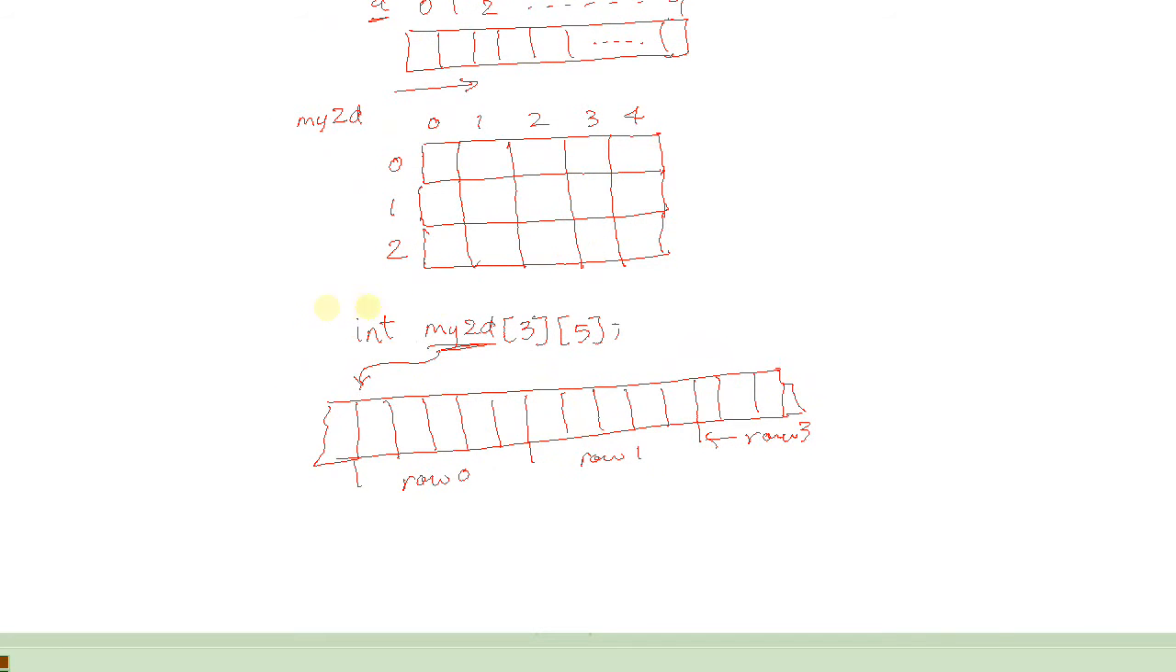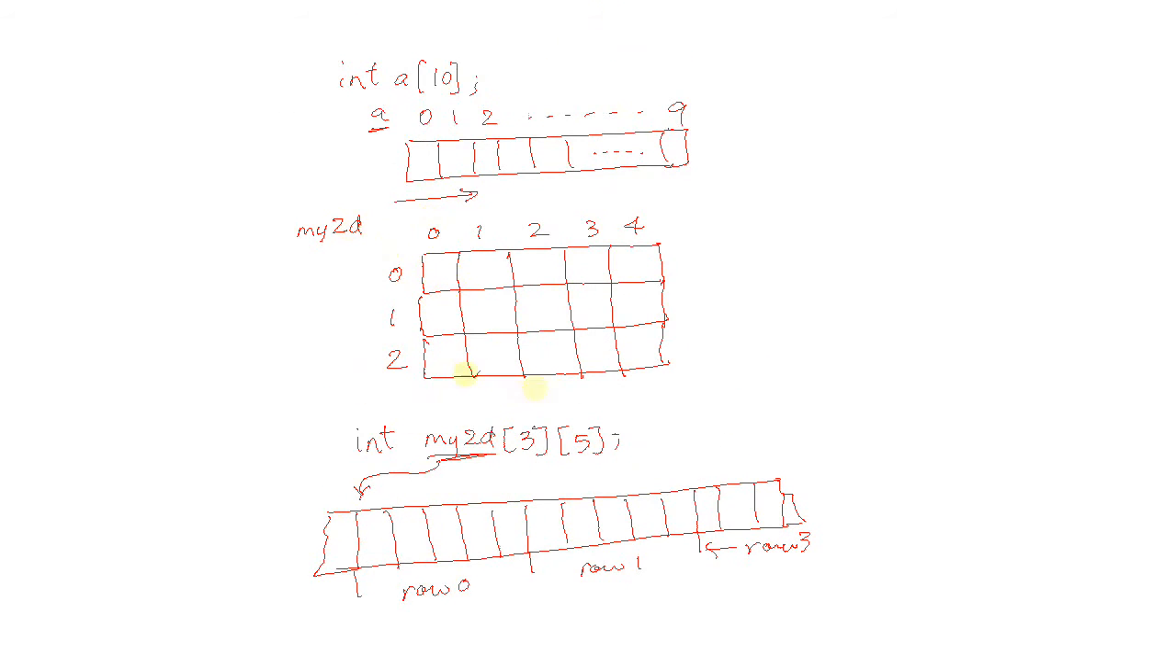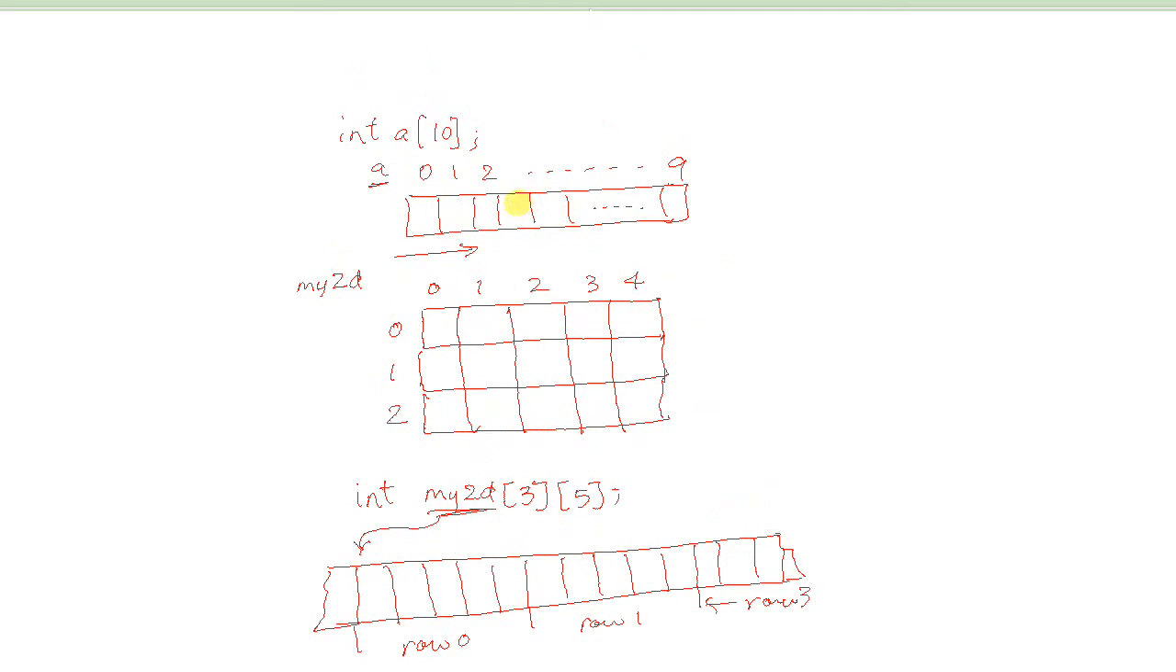That's outside the point. We will know why this is important when we start doing pointers to two-dimensional arrays. But for now, this is essentially what it is. Now, how do we access the individual elements of a two-dimensional array? How did we access individual elements of a one-dimensional array?